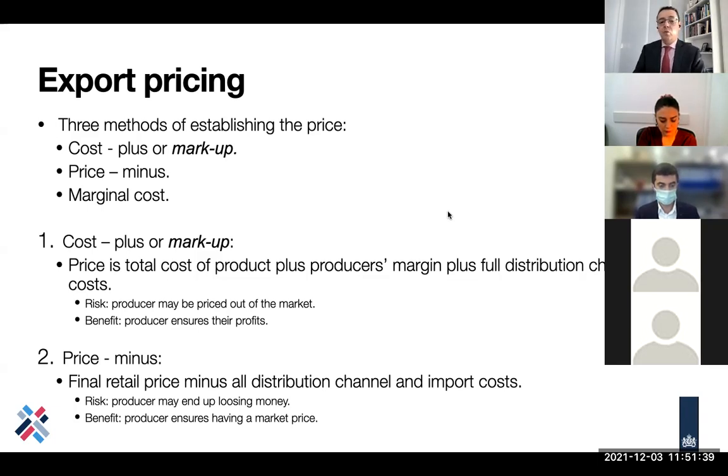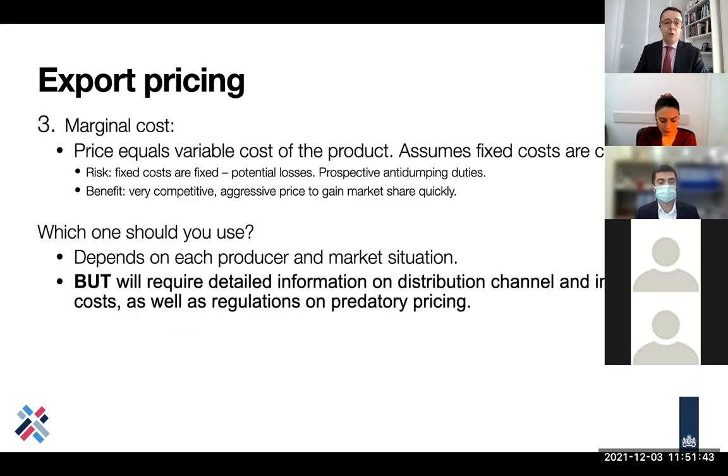There's a final way of establishing prices or pricing, which is the marginal cost. This is the costing method, the pricing methodology that says that your price is the cost of producing one additional unit of the product. So you only cover the marginal costs. You only cover the variable costs associated with that unit, and basically that's it.